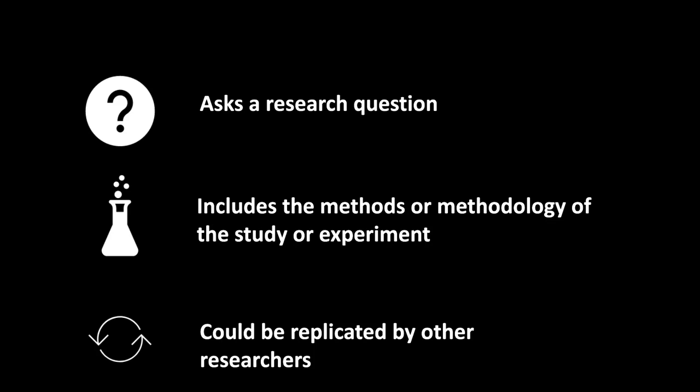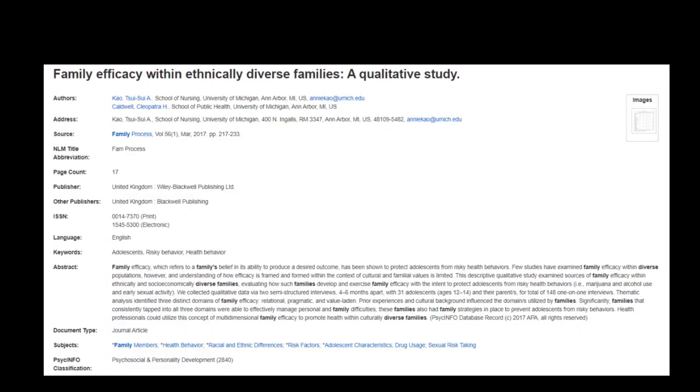Let's look at an example. This is the abstract of an article. The title already gives us a clue. It says a qualitative study, which is a type of empirical research. In the abstract, we see a research question: evaluate how such families develop and exercise family efficacy with the intent to protect adolescents from risky health behaviors.